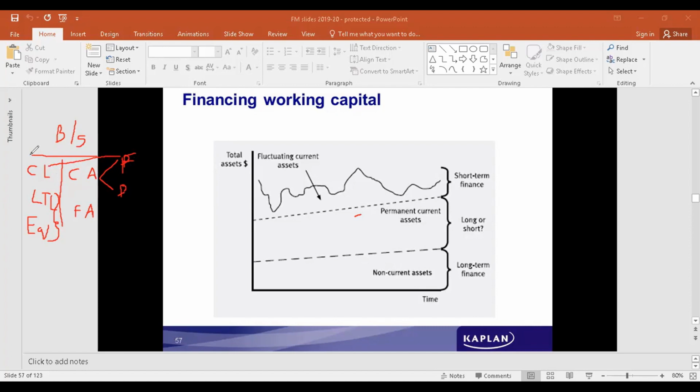But in case of fixed assets, long-term liabilities would be used, that is long-term liabilities plus the equity. Also, for the permanent current assets, the combination should be invested with these types of funds. So that's another important point we have to focus on.